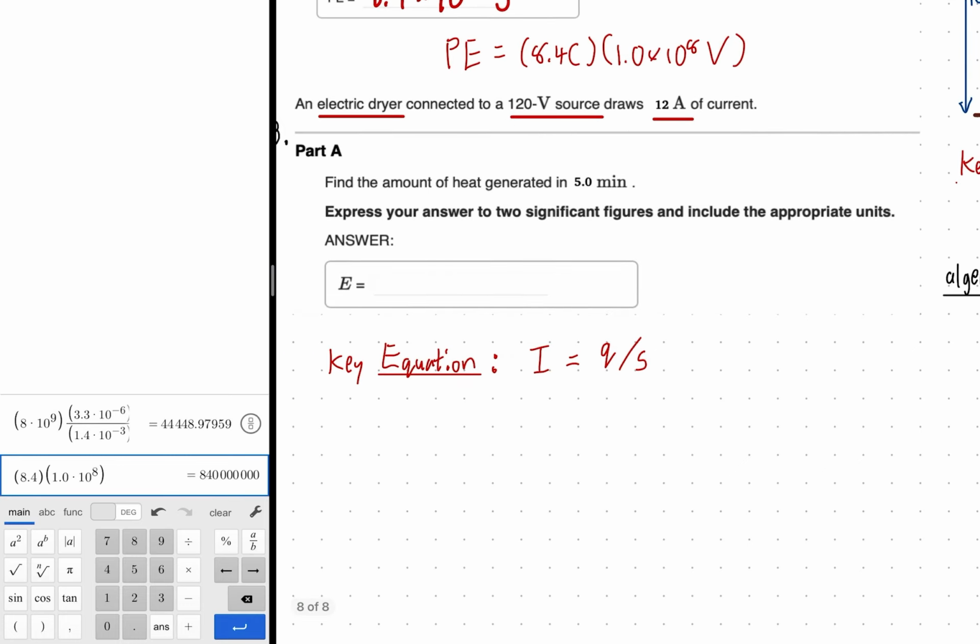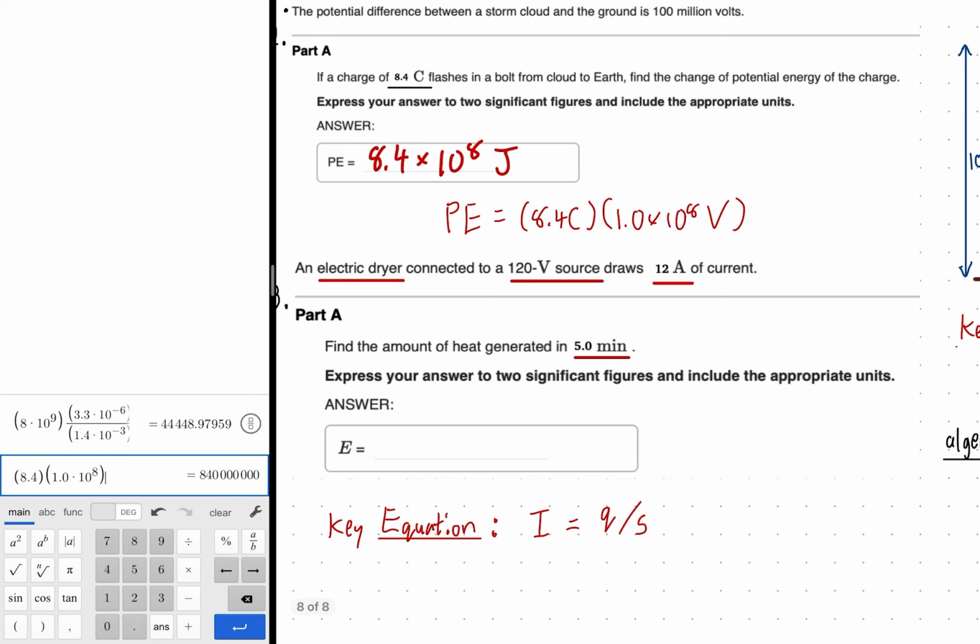Okay, so we have a rate of change, in the sense that it's how much charge there is per time. We need to be given a value of time, and if you look down, the last thing that we are given is exactly that. We're told that this dryer runs for 5 minutes. So we have a standard power outlet of 120 volts. We know how much current that dryer draws, and we know for how long we run it. And what are we interested in? We're interested in the energy. How much energy is used or released by that dryer?